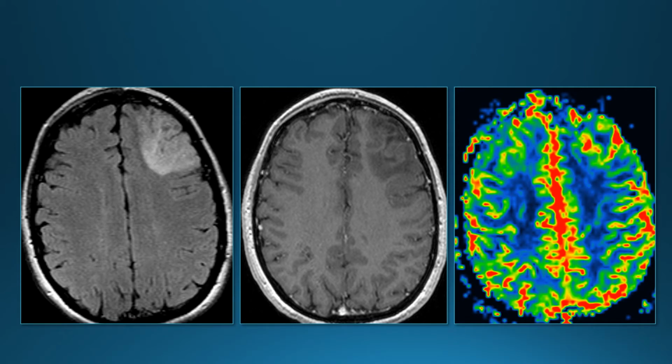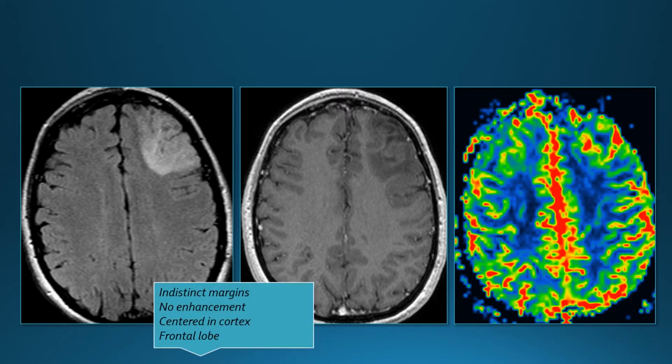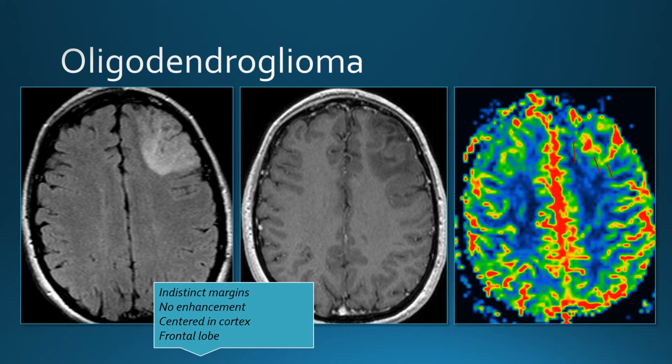Another patient here, we have a T1 pre-contrast, T1 post-contrast, and cerebral blood volume images. So here the lesion has indistinct margins, does not enhance with contrast. It's in the frontal lobe, centered in the cortex, and maybe it has a little bit of blood volume elevation here. And this is an oligodendroglioma.